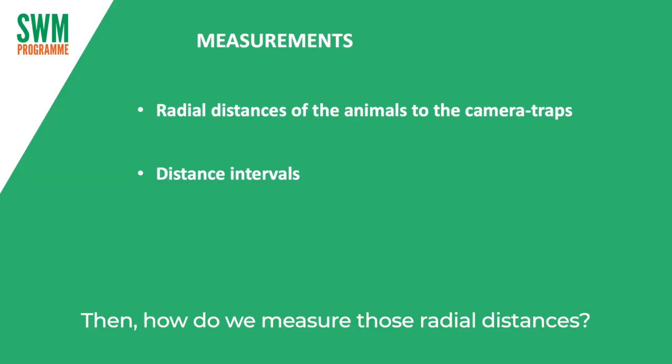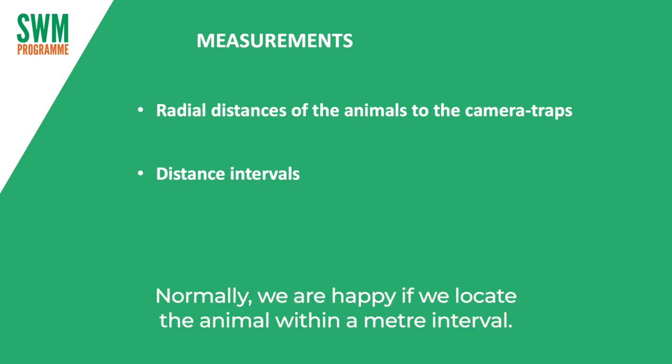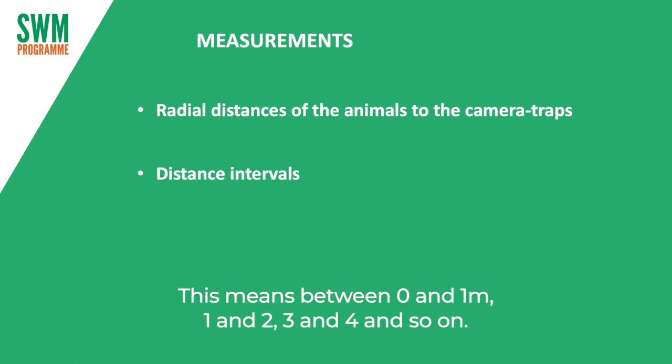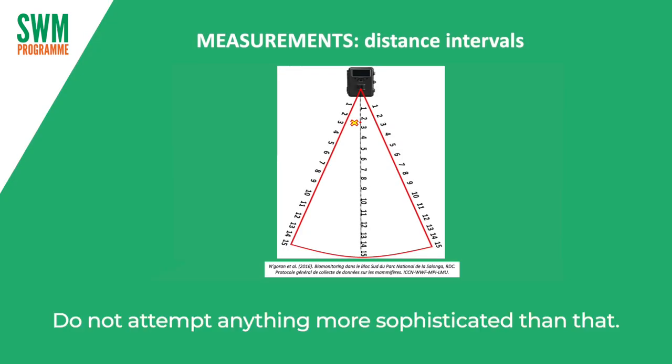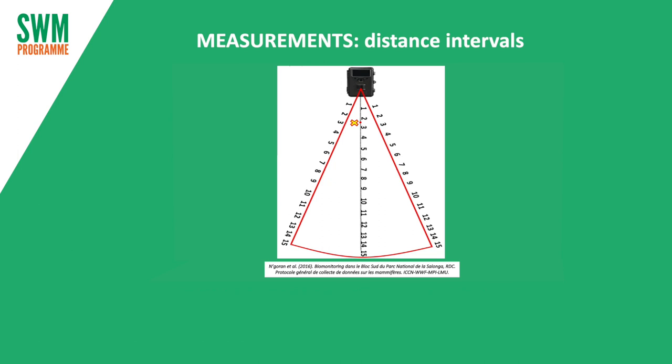Then, how do we measure those radial distances? Luckily, we do not need an exact distance. Normally, we are happy if we locate the animal within a meter interval. This means between 0 and 1 meter, 1 and 2 meters, 3 and 4, and so on. Do not attempt anything more sophisticated than that. Your measurement should always be halfway between an interval's cut points.